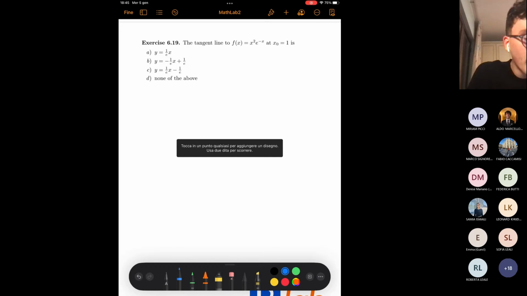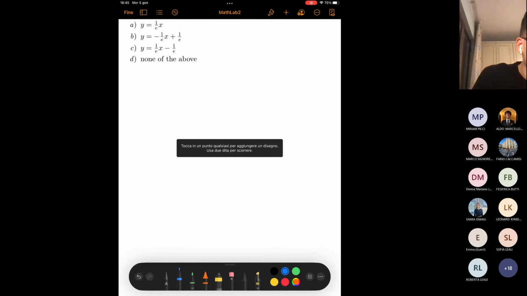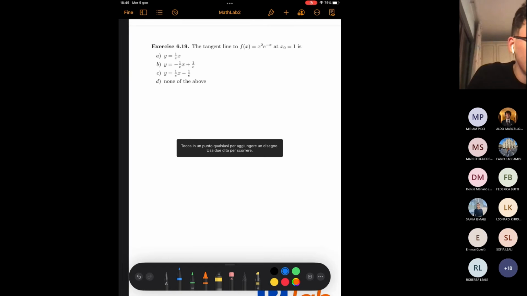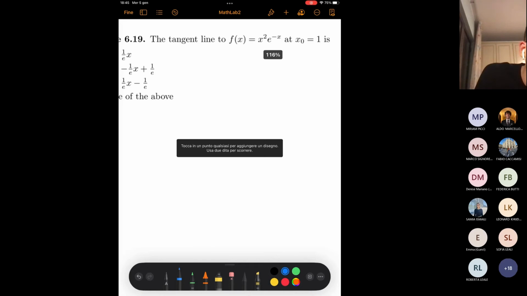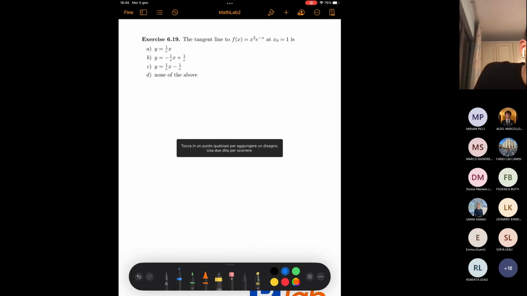No, it doesn't work, but it's okay. We just have to calculate the derivative of that function. So first of all, we calculate f prime, which is equal to the derivative of x squared. As we all know, the derivative of x squared is equal to 2x, okay? And then we multiply 2x times e to the power of minus x.